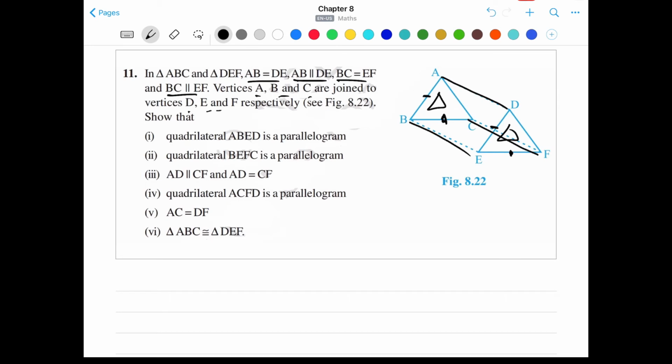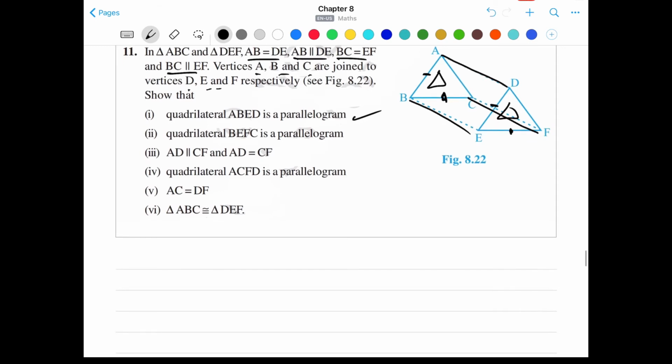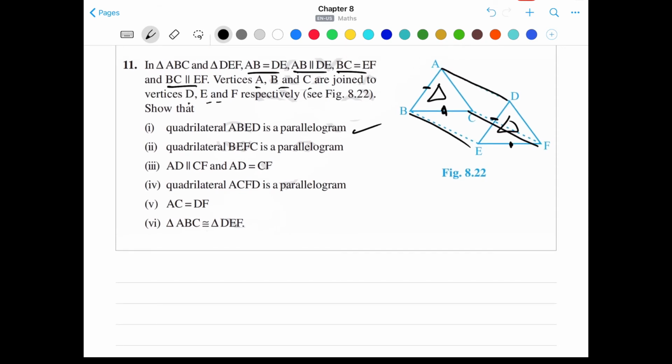Okay, so now we have to prove a total of 6 things. The first one is that ABED is a parallelogram. Okay, so we'll start one by one. First, write the answer number 11.